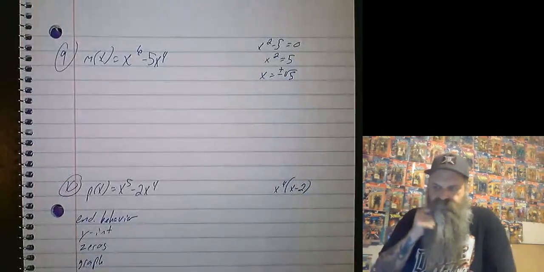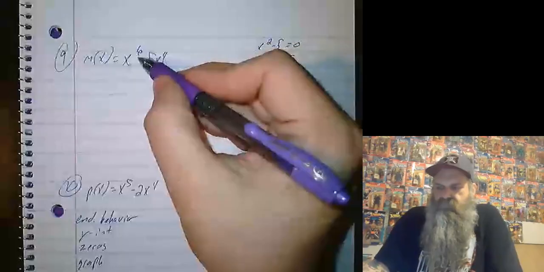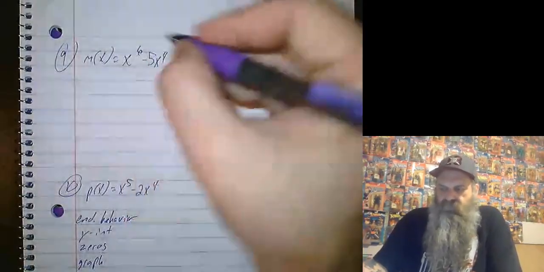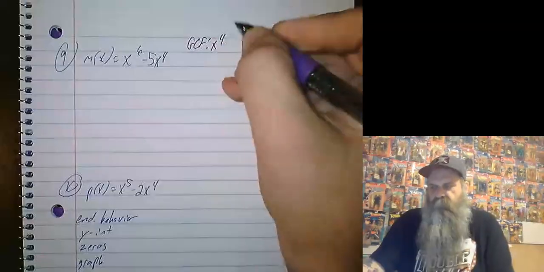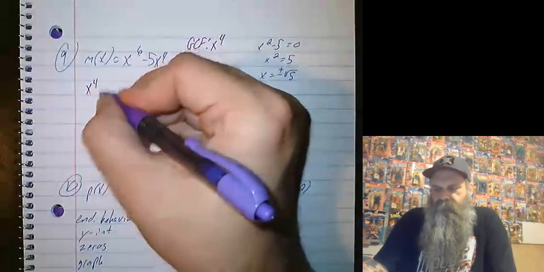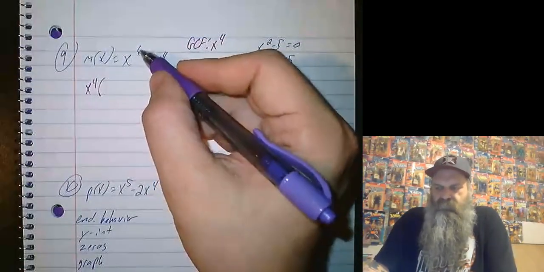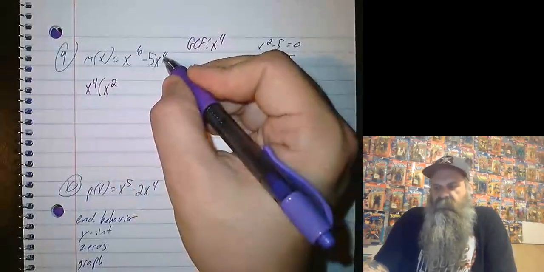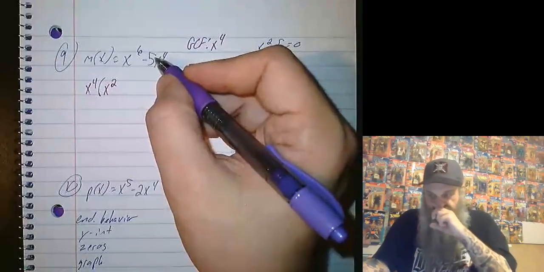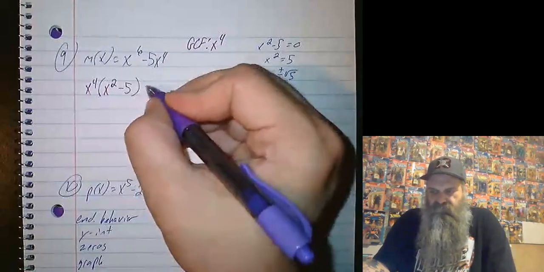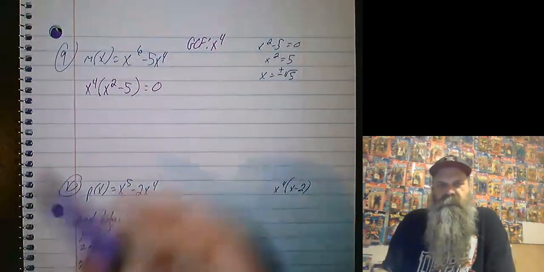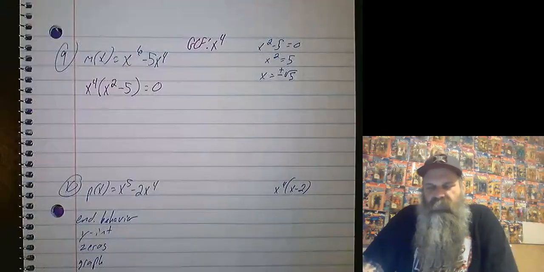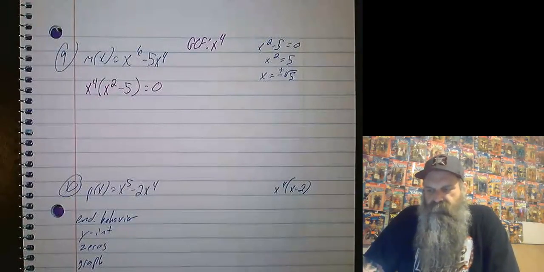On number 9, if I factor out, well, let's look at it. So we have x to the 6th minus 5x to the 4th. We have a GCF of x to the 4th. So I have x to the 4th times x to the 6th divided by x to the 4th is x squared. Negative 5x to the 4th divided by x to the 4th is just minus 5. And so this gets a little bit tricky because this is not a difference of squares. The square root of 5 is 2 point something. I don't know.